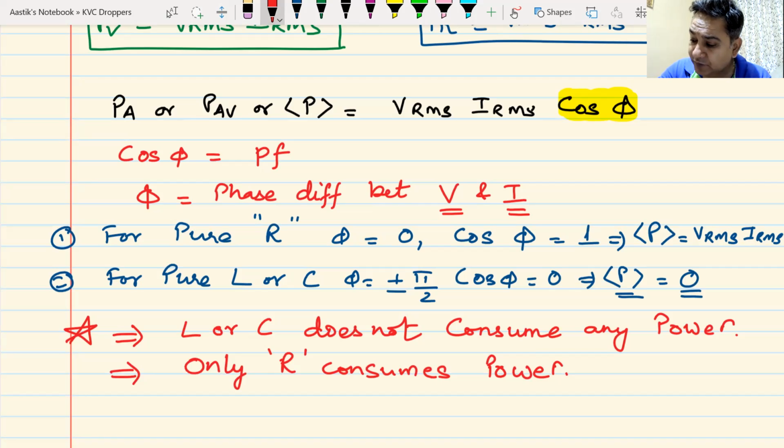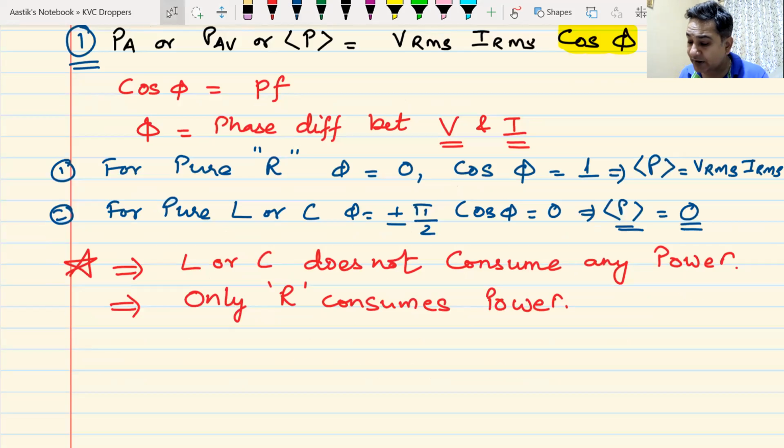This is the first way of writing this equation. I'll give you one more way. I hope you are noting it down. I'll give you one more way of writing this equation that makes it very clear for us to understand that only resistance consumes power.